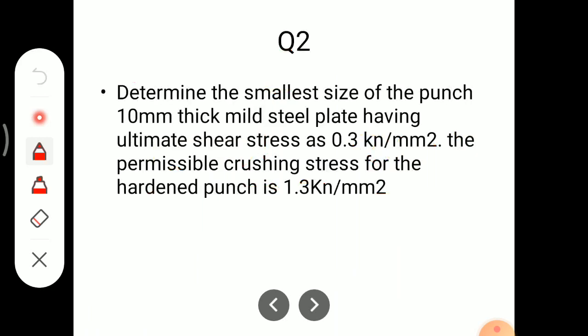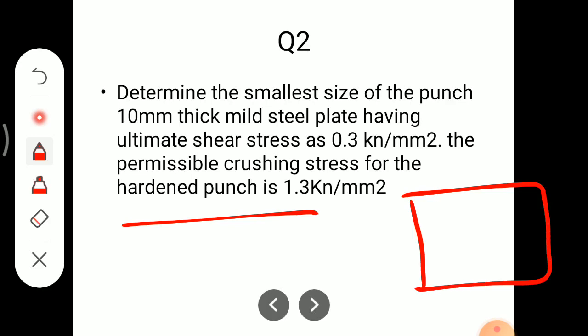Now we will see the second problem in our second lecture, or you can click here for the second problem.